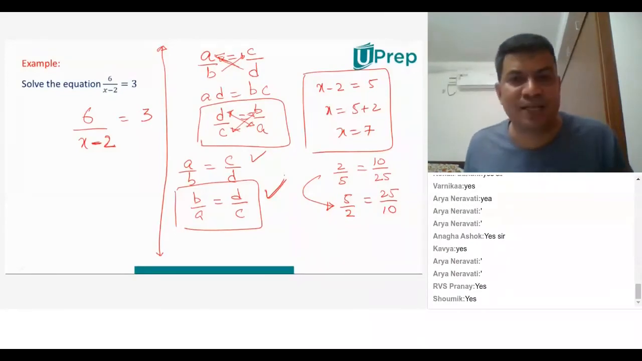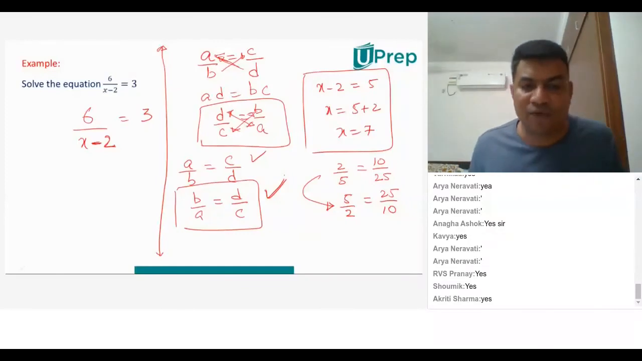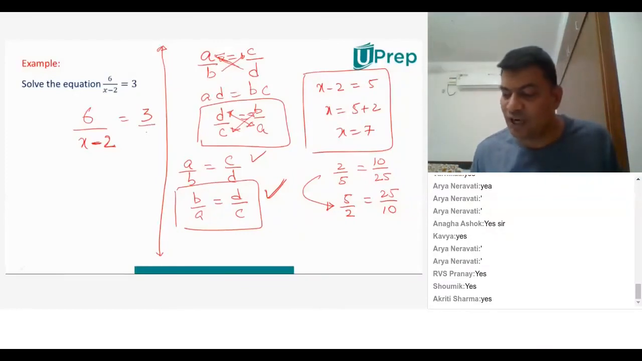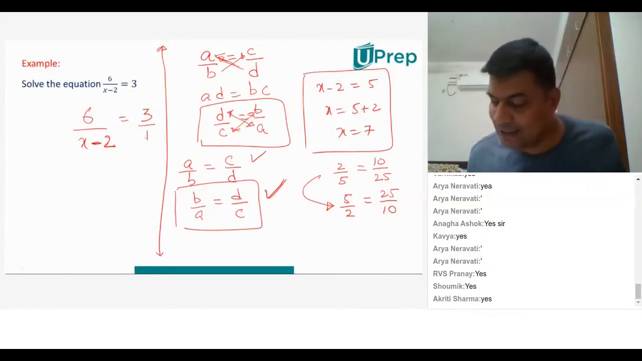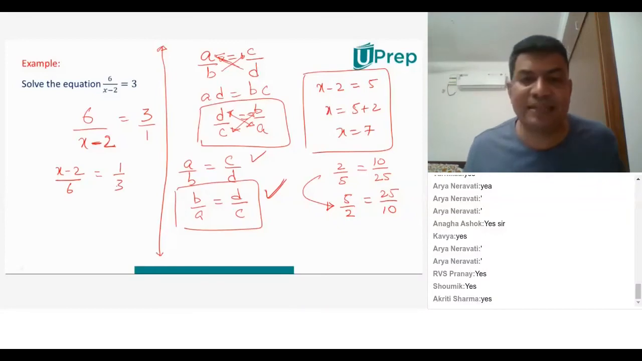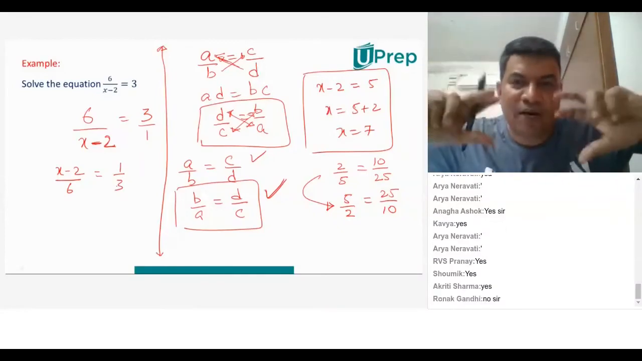The very simple benefit is, one way of solving this problem is doing cross multiplication. Another way is, instead of cross multiplying, I'll apply invertendo. I'll write this as x minus 2 by 6 is equal to 1 upon 3. Is there anything wrong? I've just inverted the ratios.